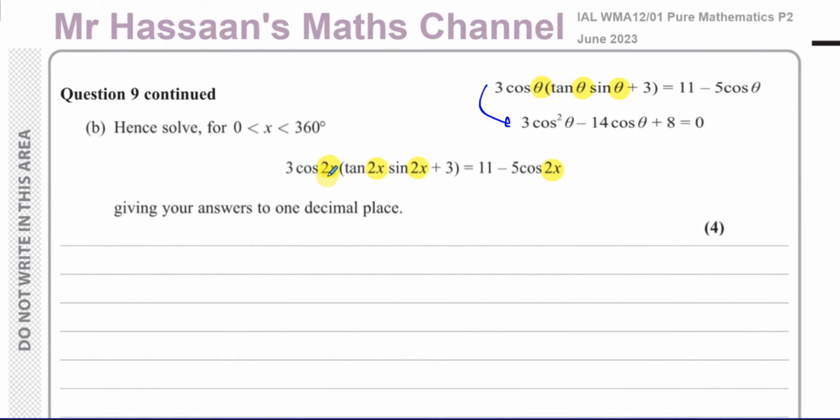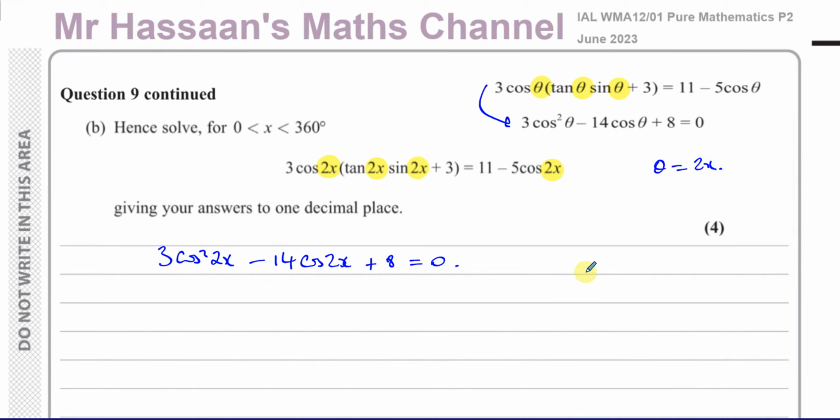3 cosine of the angle times tan of the angle times sine of the angle plus 3 equals 11 minus 5 cosine of the angle. So the angle, the theta, has now become 2x, that's all. So I can rewrite this as the same as that, except instead of theta, I can write 2x. Okay, so I have 3 cosine squared of 2x minus 14 cosine of 2x plus 8 equals 0.